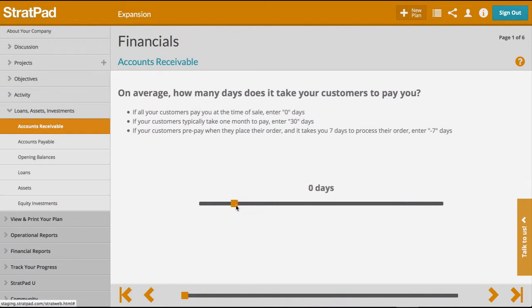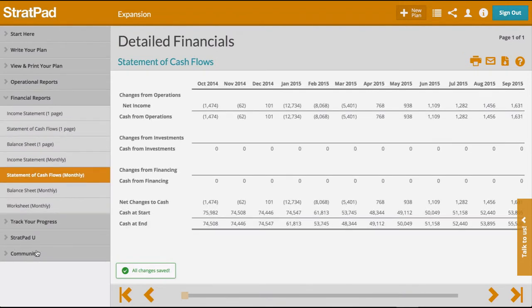Let's go back to write your plan, and then let's move this up from 30 to 0 again. And go back into financial reports. You see that 49,000 is now increased to 74,000 because there is no delay on you getting your cash.